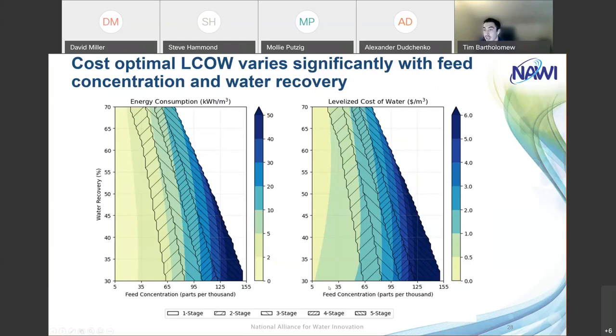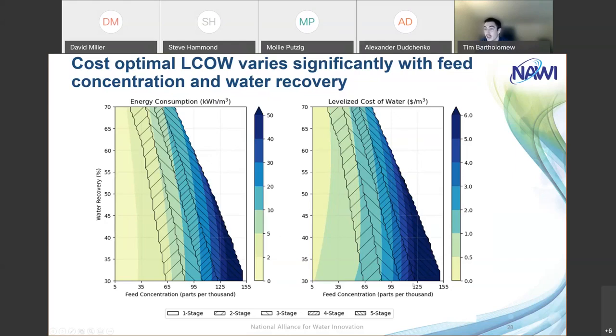Just to give a benchmark data point, the cost that we estimate for seawater desalination at 35 parts per thousand and 50% water recovery is about 75 cents per meter cubed. And that doesn't include costs associated with pre-treatment or post-treatment. It's just the desalination treatment step.